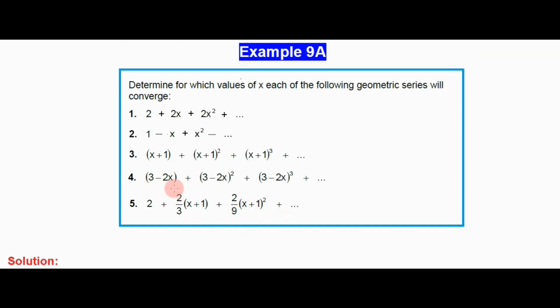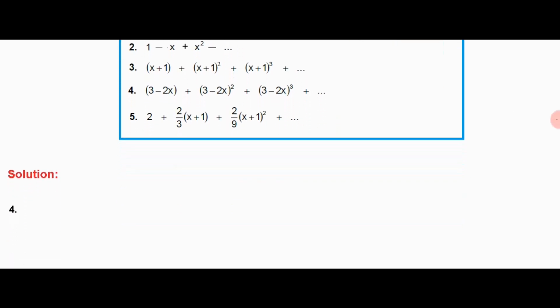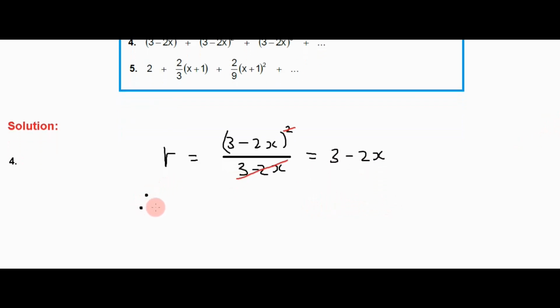Let's look at number 4. We have 3 minus 2x plus 3 minus 2x all squared plus 3 minus 2x all cubed, etc. So r here we can get by taking the second term divided by the first term. Once again, the denominator here will cancel into the numerator. And we're left with 3 minus 2x. So then 3 minus 2x will have to be between plus and minus 1.